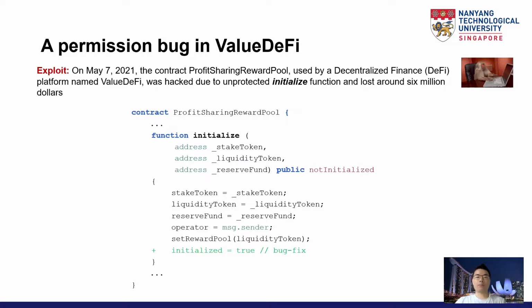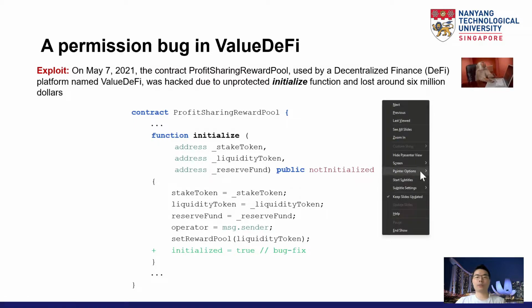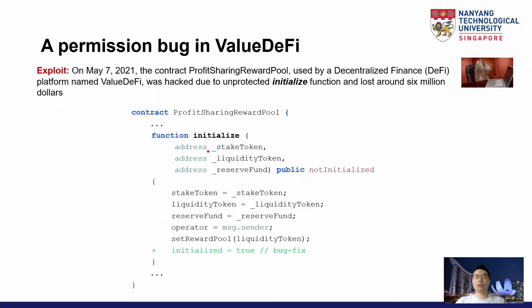The example is from a decentralized financial application, ValiDeFi. They have a pool contract containing a permission bug in its initialize function, which later caused a $6 million loss. The initialize function has 3 input parameters: state token address, liquidity token address, and reserve fund address. The purpose of the function is to configure 2 token addresses for state token and liquidity token. It also sets the variables reserve fund and operator. Specifically, the operator will be set as the messenger who calls the initialize function.